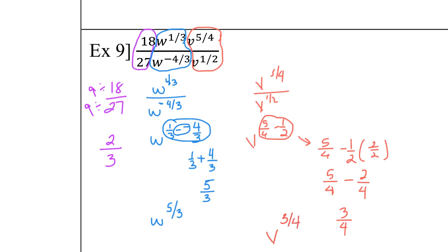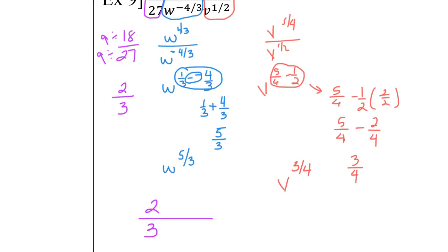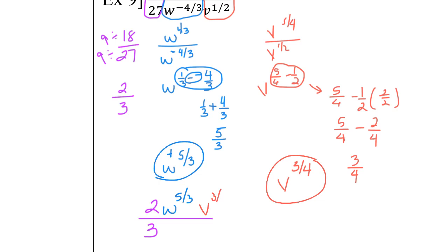So let's put it all back together. Now, you're going to have 2 over 3 from the first part we did. Since this w to the 5/3 ended up with a positive exponent, it will be in the numerator. If it ends up with a negative exponent, put it in the bottom as positive. v to the 3/4 is also positive, so it's okay to stay in the numerator. And this is as simple as you're going to be able to go, because v and w are different bases, so you can't simplify this any further.